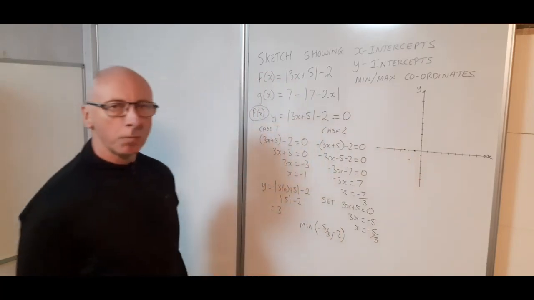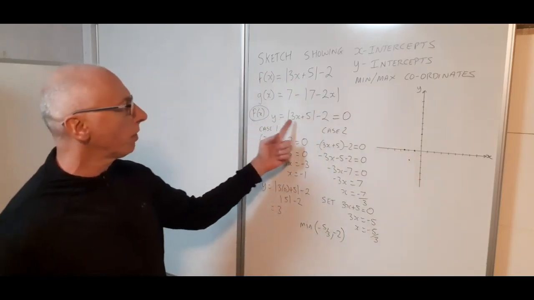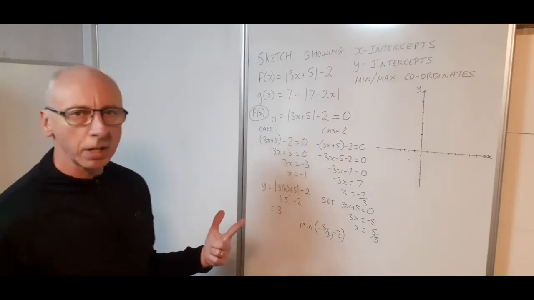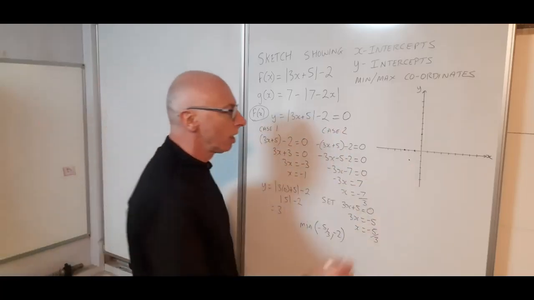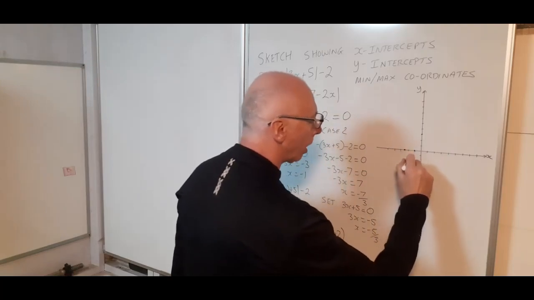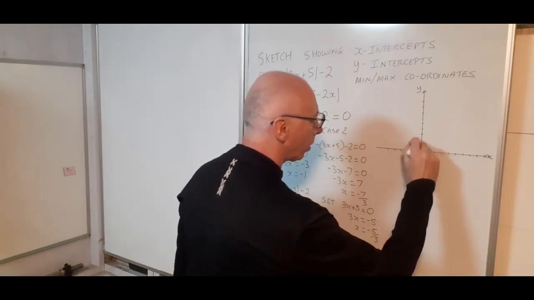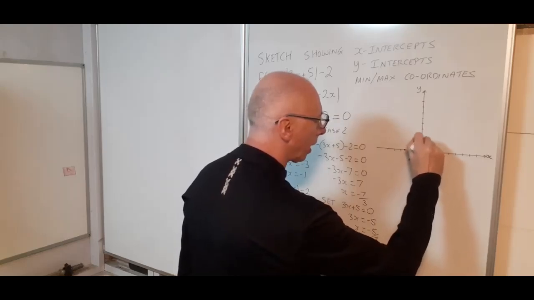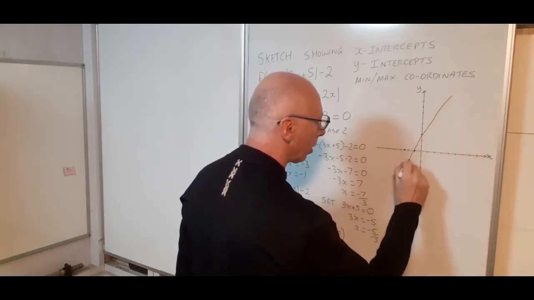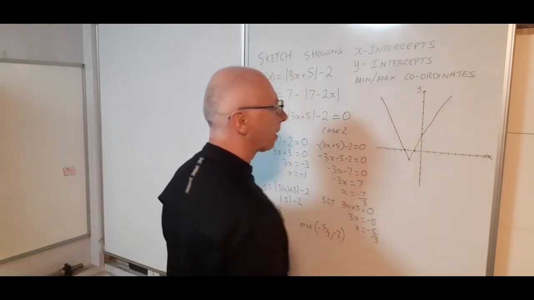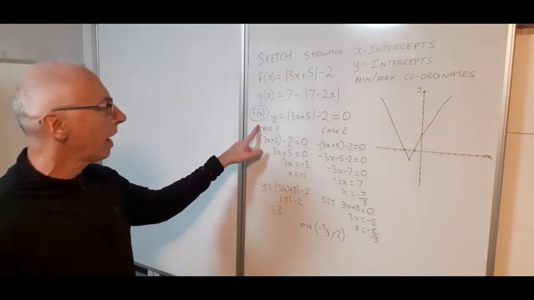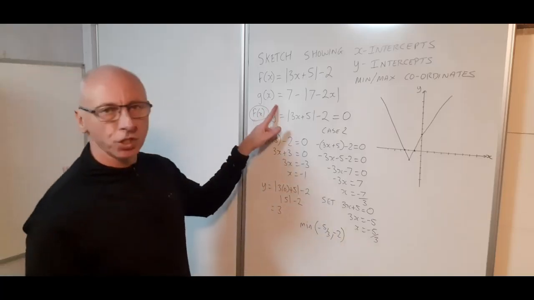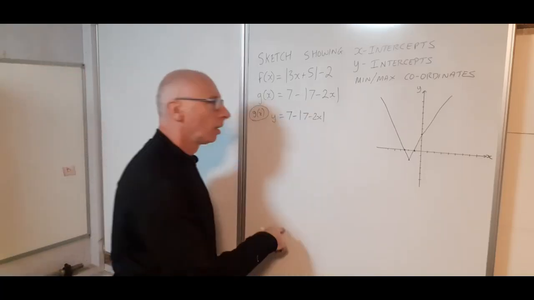Okay, now a modulus function in terms of a linear function is going to be symmetrical about its minimum. So all I need to do now is just draw a straight line going through this point and this point. That will take care of that, and then this one takes care of that. Okay, so that's f of x. Now let's sketch g of x. Let's clear this off the board.